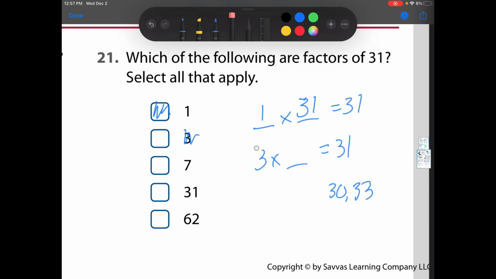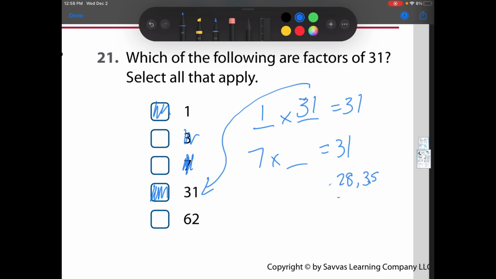What if I put a 7 in then? 7 times what? Well, 7, you'll notice, we have that same issue. It's going to skip right over. We have 7 times 4 is 28, and then it goes 7 times 5 is 35. Skips right over that as well. So mark that off. We see 31 was already a factor from 1 times 31.